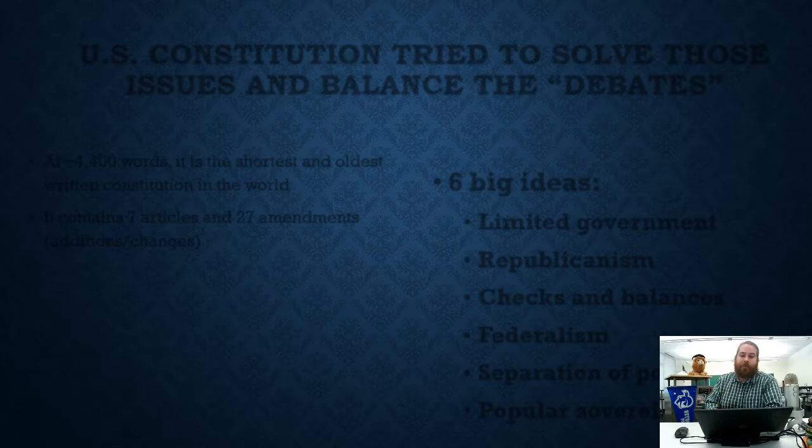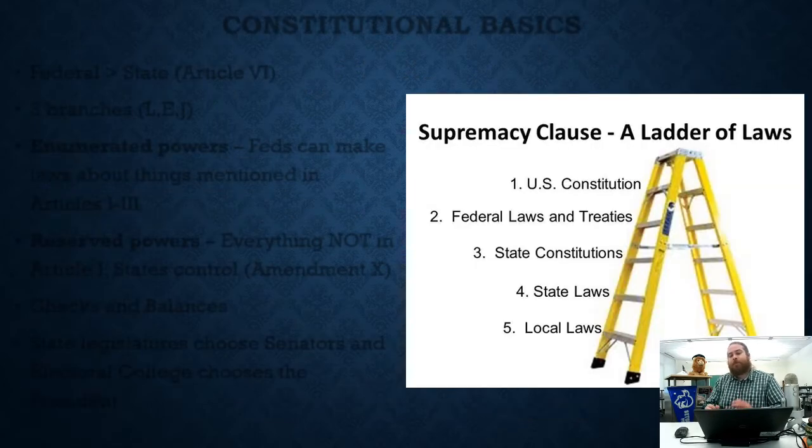And then the final compromise was to add a Bill of Rights to ensure individual liberties against the government. So the U.S. Constitution, when it was written, was meant to balance those debates. It's old, it's short, and it has those 6 big ideas that are all meant to balance out all of our things. So real quick here, just a couple of basics.